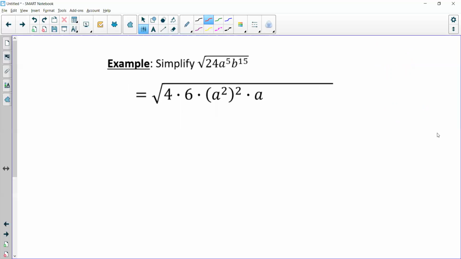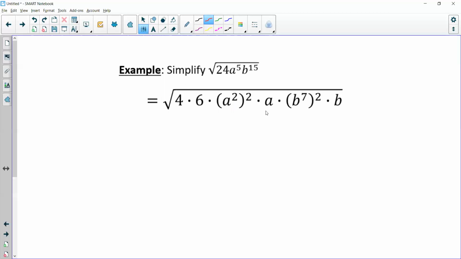The a to the 5th power becomes a squared squared times a. The b to the 15th power becomes b to the 7th squared times b. Now I have 3 perfect squares, all 3 of which will be extracted from the radical, and they'll move to be in front of the radical.